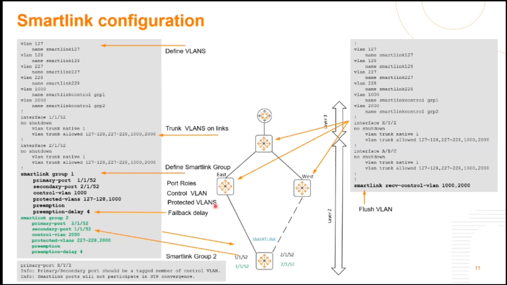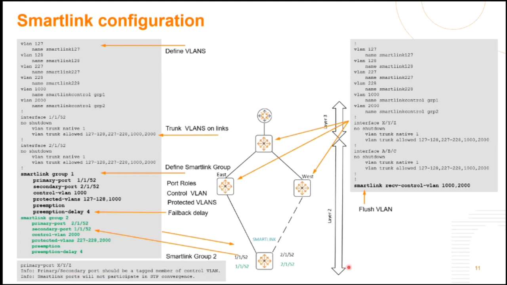second group. Now, when you configure it, you'll get a couple of warnings on that interface. You'll get primary, secondary port should be tagged member of a control VLAN, which I've got here. And then it will say Smartlink will not participate in spanning tree. We know that already, but it gives you the warning.